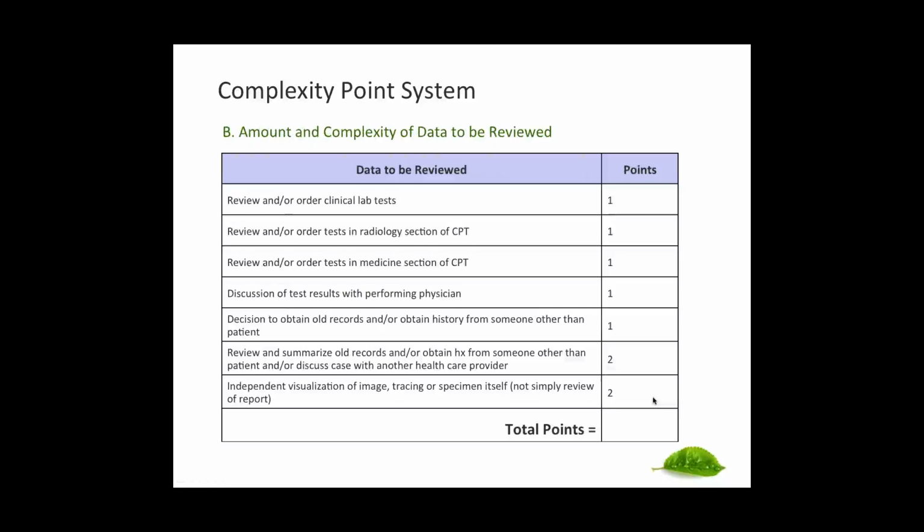The second is going to be the data to be reviewed. And again, there's lots of different areas in here as far as what they can get points on. So review or order clinical lab tests. It doesn't matter whether they review or order 1 or 10. They just get 1 point for it. This goes the same within the radiology section. The medicine section is speaking to that 90,000 series of codes in your CPT book. And so this is going to be your PFTs, EKGs, those sorts of things.